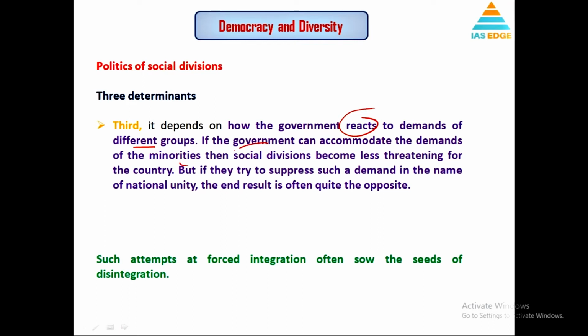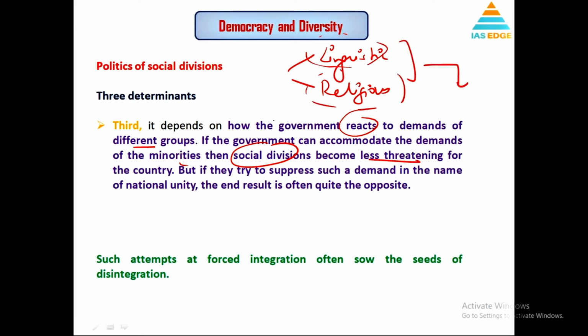We tried, we sat down, and over a period of the 50s, 60s, 70s, we were able to solve the problems at all levels. Today the Naga problem is almost resolved. The problem still remains, but it is almost resolved, more than what you would have expected. So here we are trying to follow an accommodative politics.